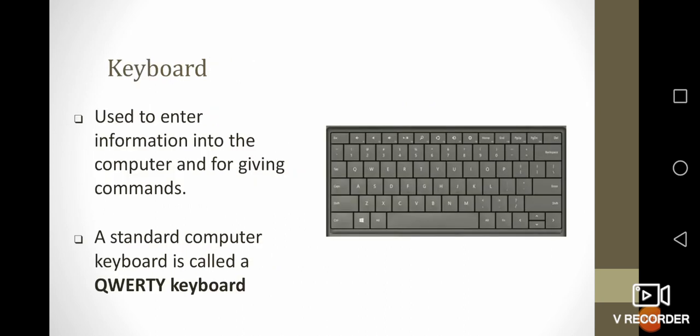The first one is the keyboard. It has data like alphabets, numbers, and the function keys, all of which are given in the keyboard, which can input the data or the instruction to the computer. And the main standard keyboard that is used is called a QWERTY keyboard.